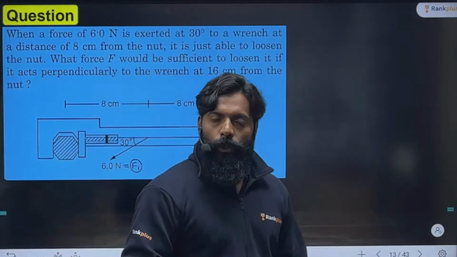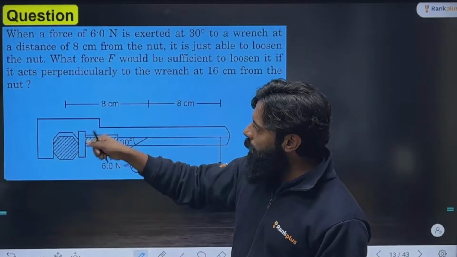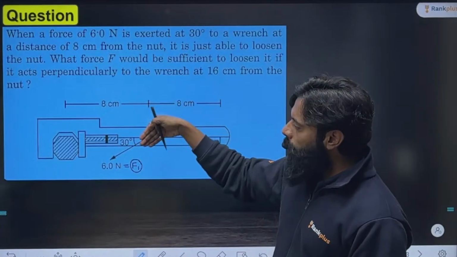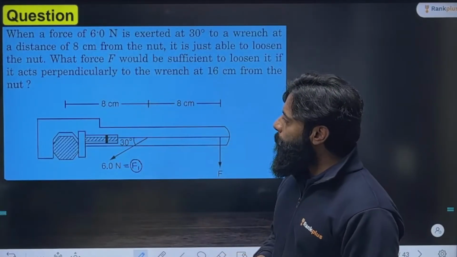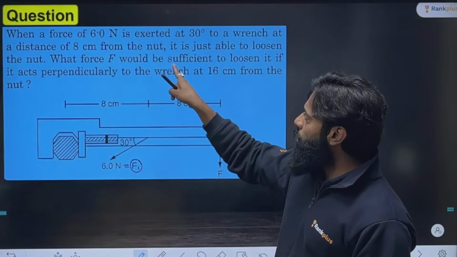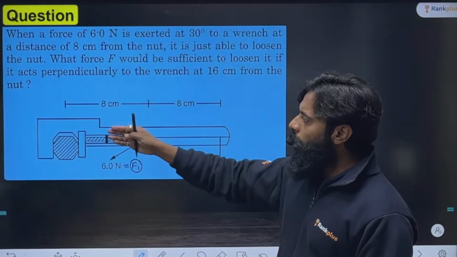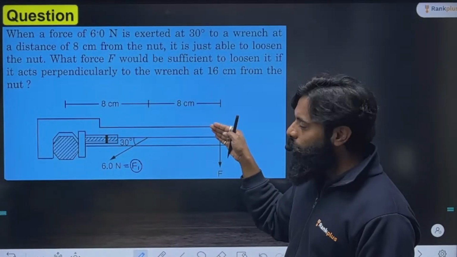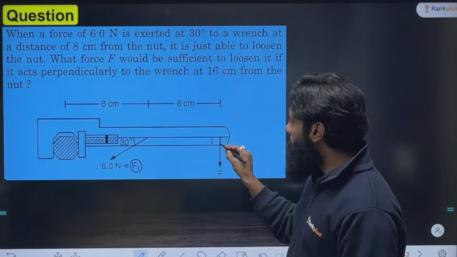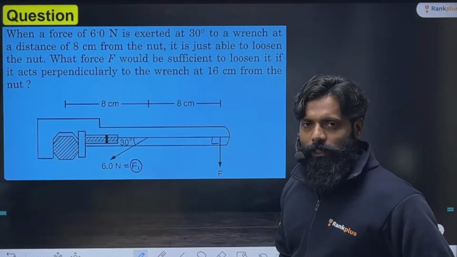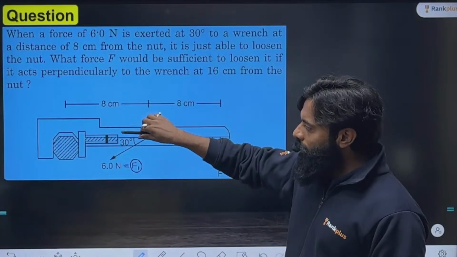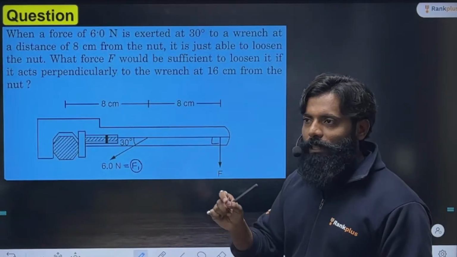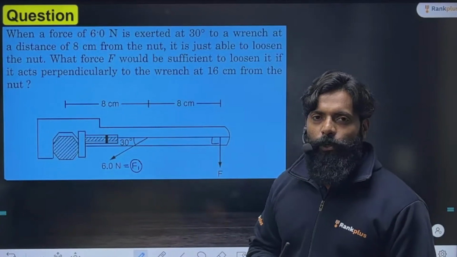Okay, so when you are applying a 6 Newton force at this 8 centimeter distance at this particular angle, you are just able to open this nut. What force would be sufficient to loosen the nut if you have extended this distance and you are applying this force perpendicularly? This is what you need to find out. So basically, if we are loosening this nut, we must find out the torque required to open the nut.